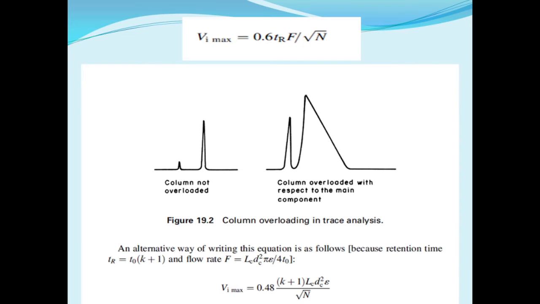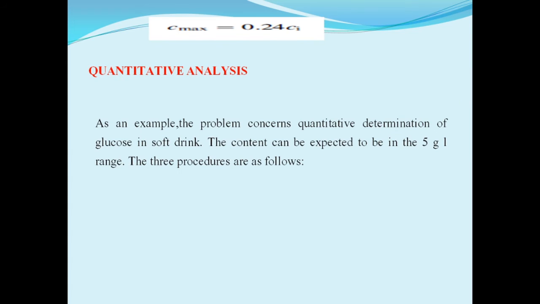Cmax and Vi max combined equation: Cmax is equal to, that is, the concentration at the peak maximum is equal to 0.24 times Ci, the concentration of the injection solution. This is the most favorable case, with isocratic elution and 9% peak broadening.